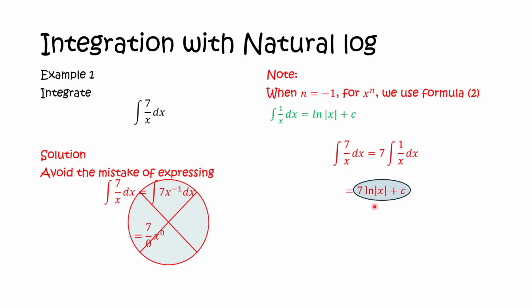And don't forget the absolute values of x. But in cases where we have positive values of x, then there wouldn't be any need for us to put the modulus function, absolute value function, because the values are already positive. We do so to avoid negative values.